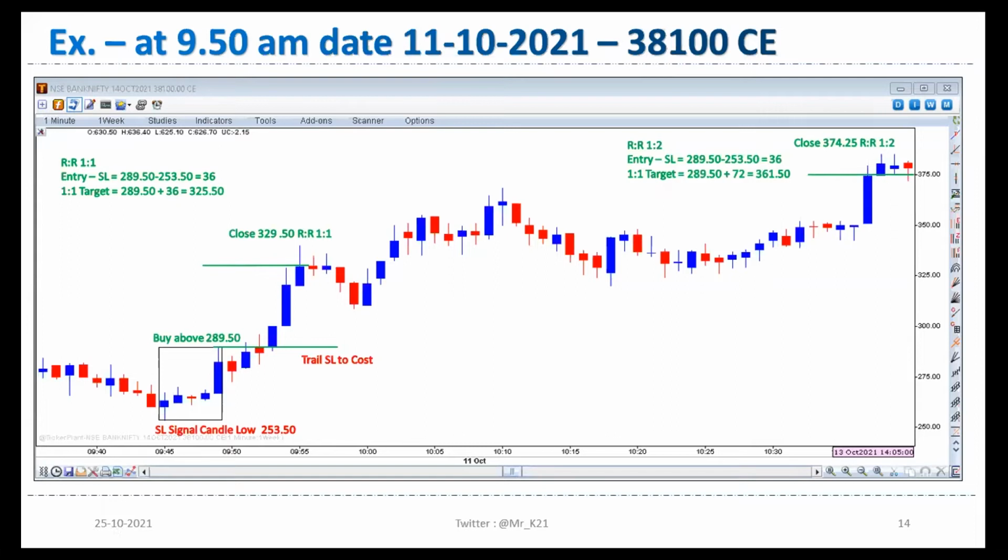So this is one example. Let me take another example, and then I will show you today's live example with real trades also.